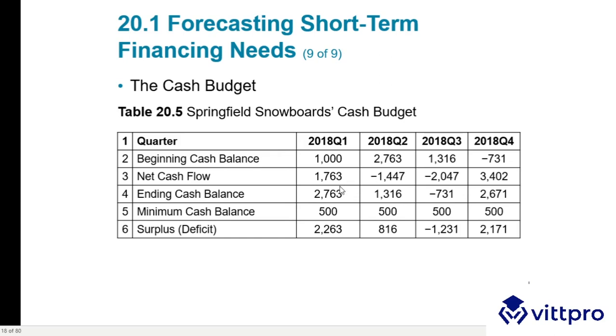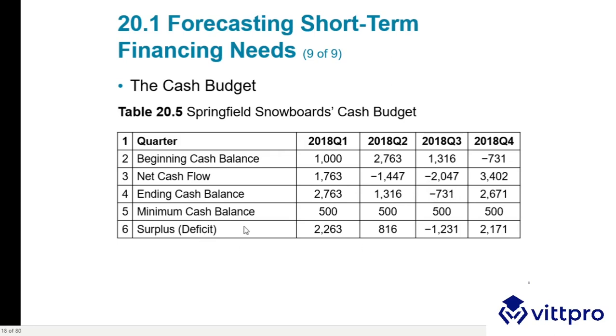Next quarter your opening balance is 2763, which is coming from line number 4. Your net cash outflow is minus 1447. Since you already have the money, your cash balance is still 1300, right? The minimum amount you need to maintain is 500, so you have extra only $800. Again, minus 1316, the opening balance of the previous quarter, minus 2000, so you need $700.